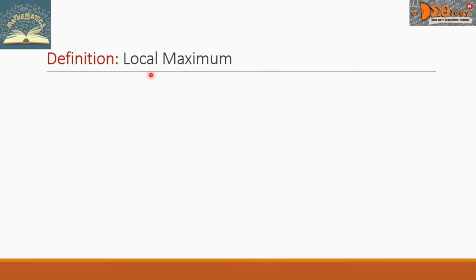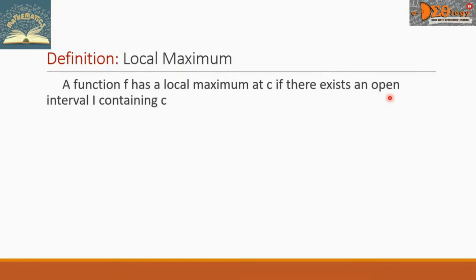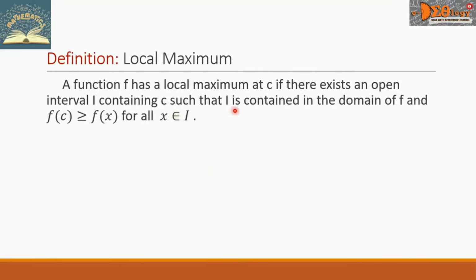Let's begin with local maximum. A function f has a local maximum at the point c if there exists an open interval I containing c, such that I is contained in the domain of f and f of c is greater than or equal to f of x for all x an element of I.